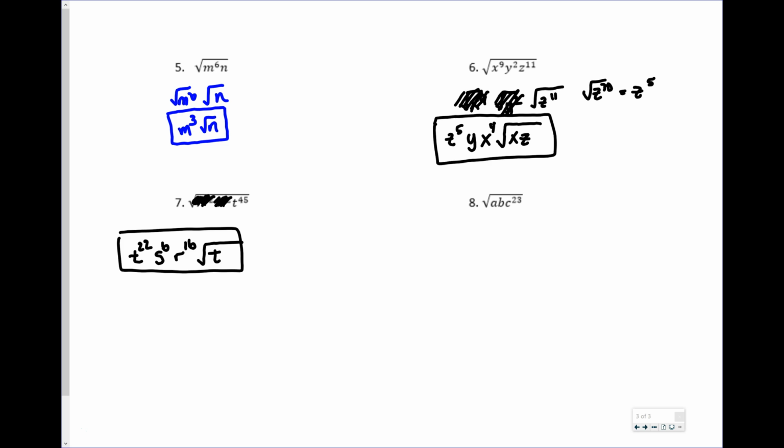And number 8, that A and that B, I can't do anything with them. The A and the B stay in the house. They're as simple as they can go. They don't have any other exponents on them. But the C to the 23, I'm going to take one away from that 23. That leaves me with 22 C's, which puts me at half of 11 on the outside.